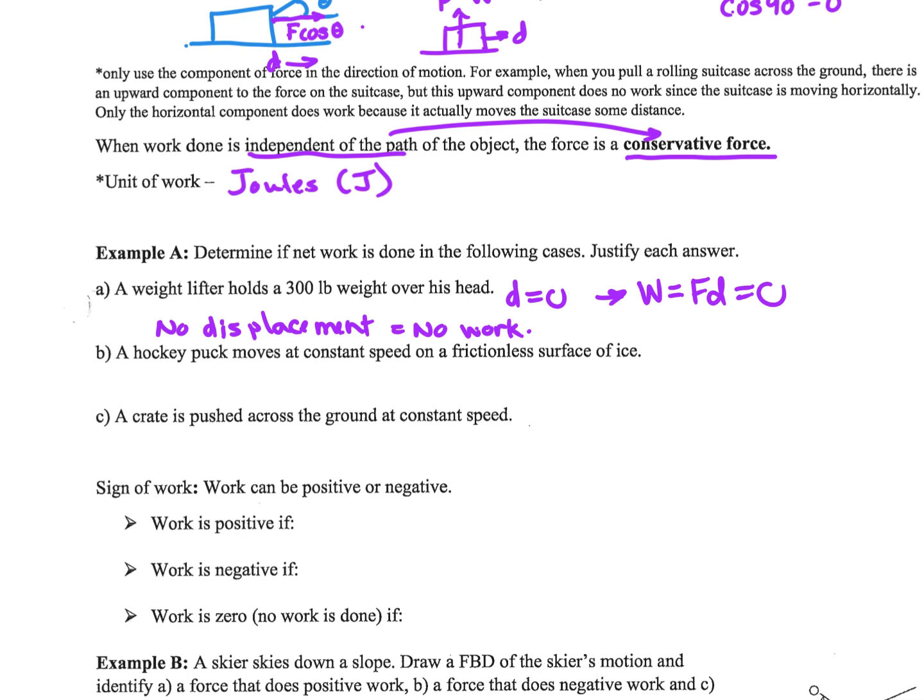Okay? Hockey puck moves at a constant speed on a frictionless surface. Well, constant speed means that acceleration is 0, which means that the force is 0, which means what?